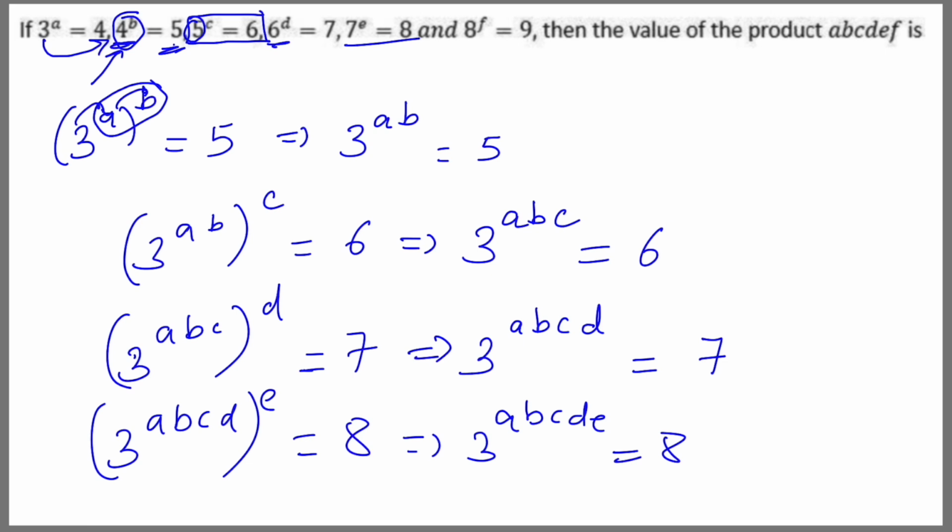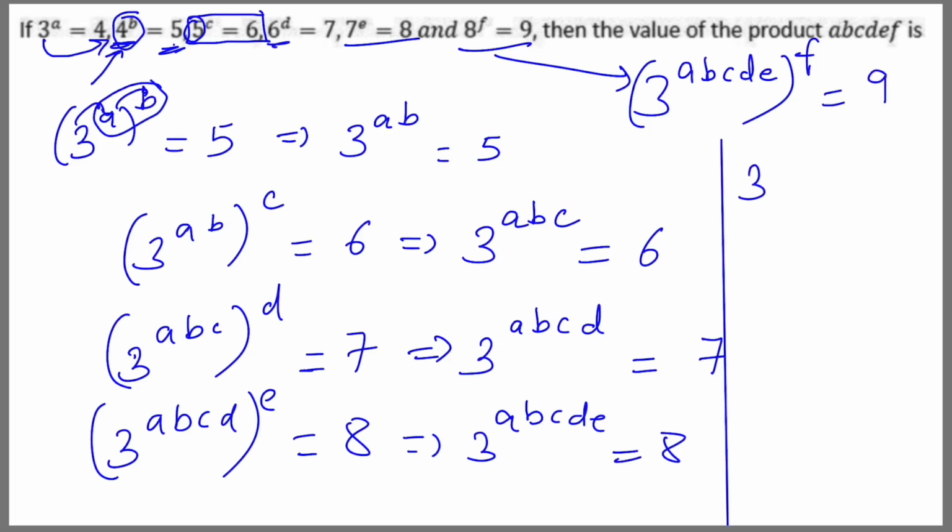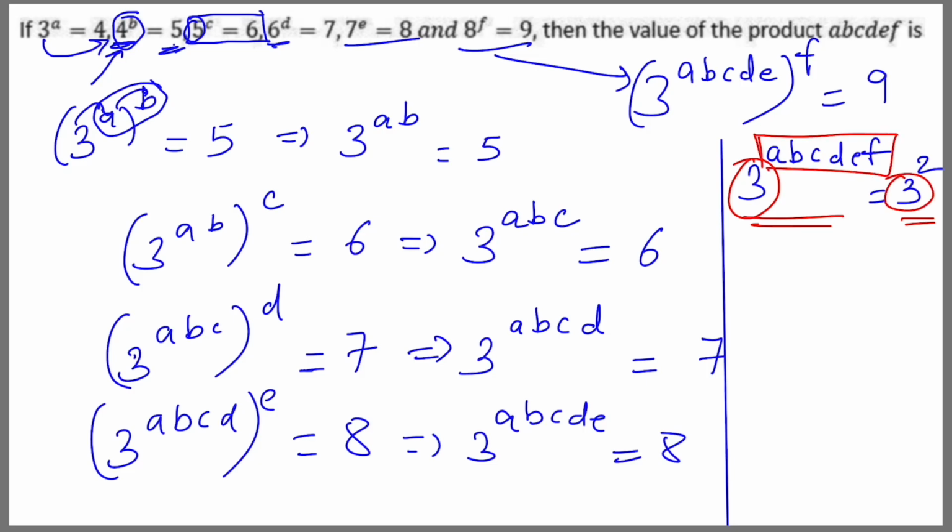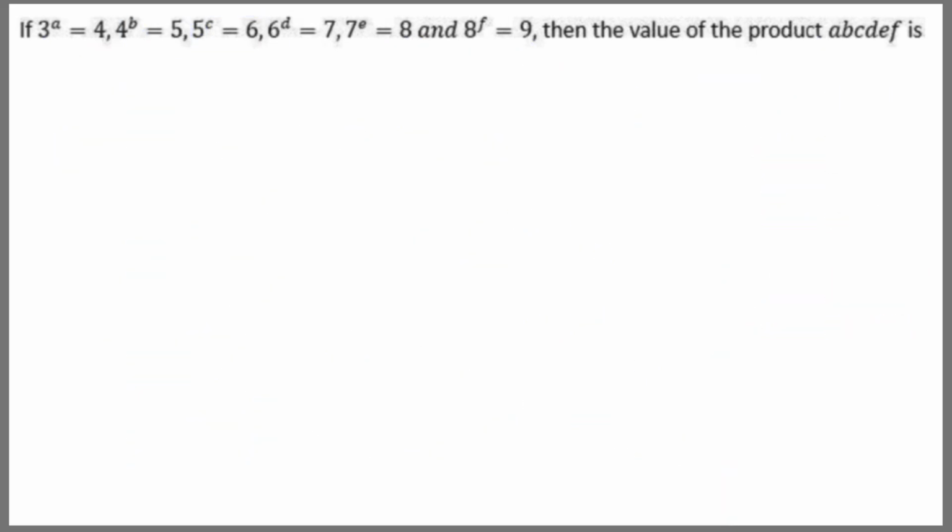And this value of 8 I'll put in the last equation. I would get something like this. 3 raised to ABCDE the whole raised to F is equal to 9, or 3 raised to A, B, C, D, E, F is equal to 9, and 9 is nothing but 3 raised to 2. So now the left hand side of the equation is equal to right hand side and the bases are also equal. We just equate the powers. So A, B, C, D, E, F should be equal to 2, and this is the answer to my question. A, B, C, D, E, F is worth 2. So this was one way of answering the question using indices.